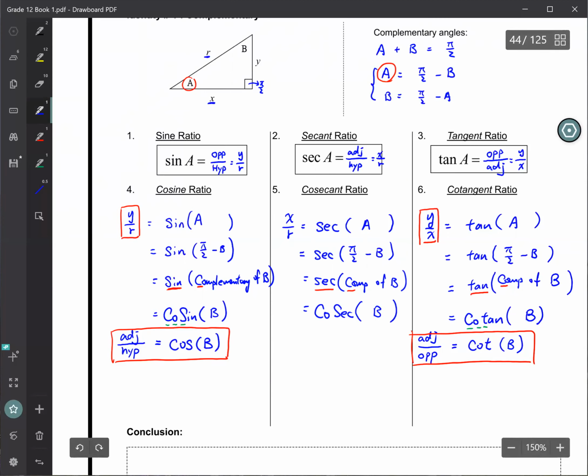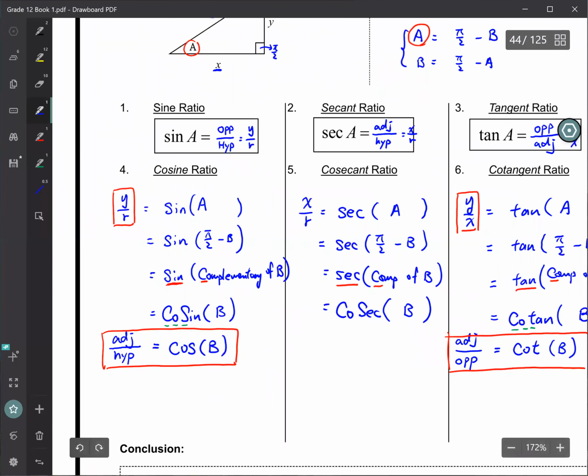Now for this one, we cannot pick the three letters, right? Because you will get confused with cosine, right? You cannot pick COS. So instead, they pick CSC. Okay, that will be the abbreviation for cosecant. So B is cosecant of B, and that is also equal to x over r.